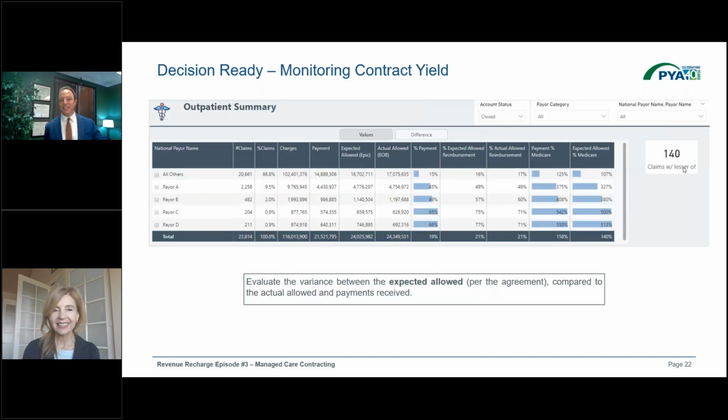Thank you, Jane. The last dashboard we're going to share is a dashboard built for monitoring the contract yield. Jane's going to explain the background for this hospital.